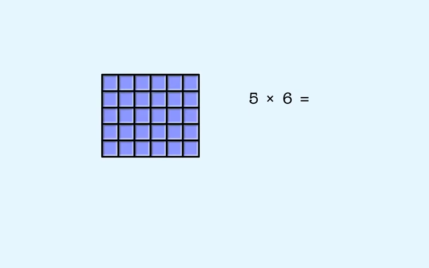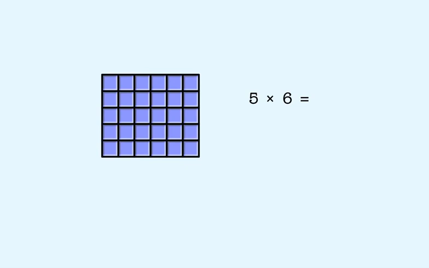Now, let's look at multiplying by 5. Here's an example. 5 times 6. Let's think of this multiplication problem as an array. In this array, each column is 5 blocks tall.